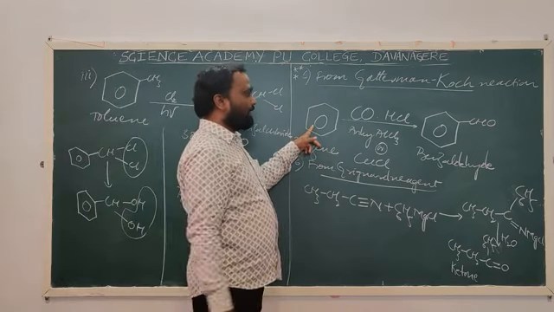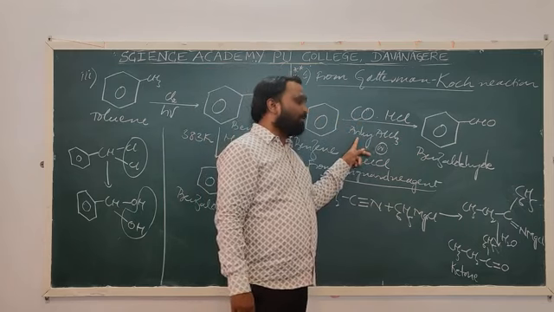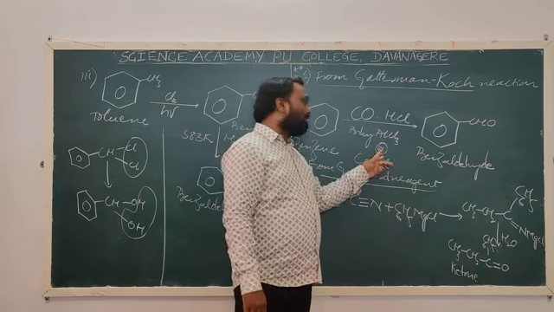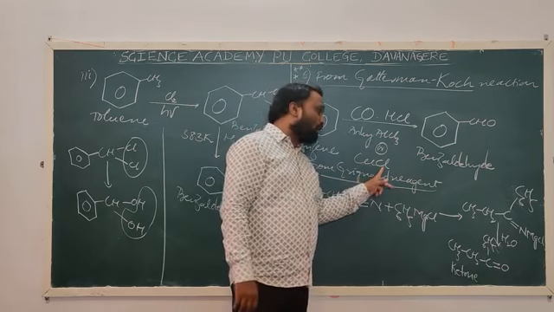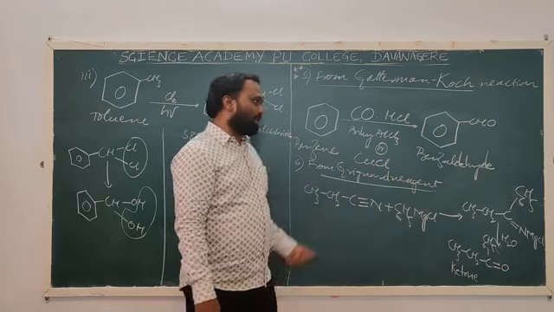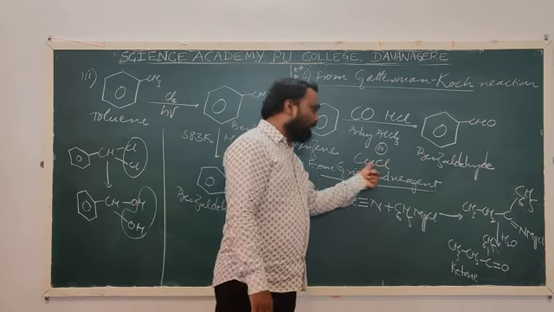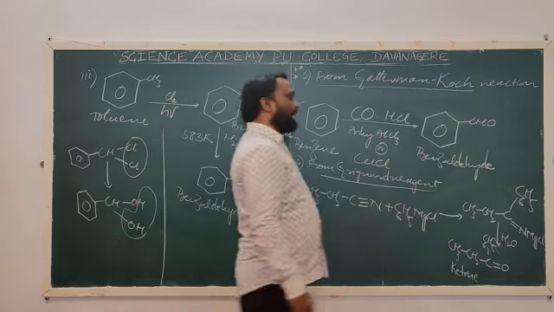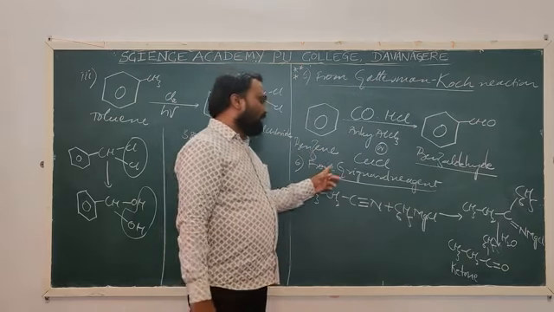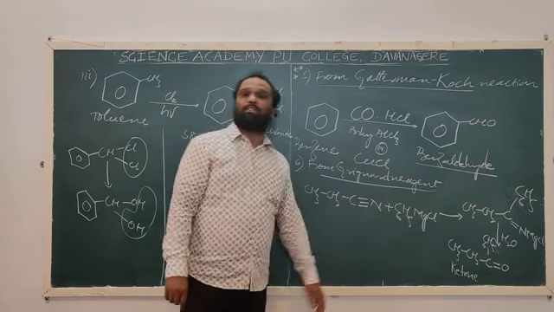When benzene reacts with carbon monoxide and HCl in presence of anhydrous aluminium chloride as a catalyst, or we use cuprous chloride as a catalyst. So the catalyst used in Gattermann-Koch reaction, either we can use anhydrous aluminium chloride or CuCl, that is cuprous chloride. It gives benzaldehyde. Next one, preparation of ketones from cyanides and Grignard reagent.